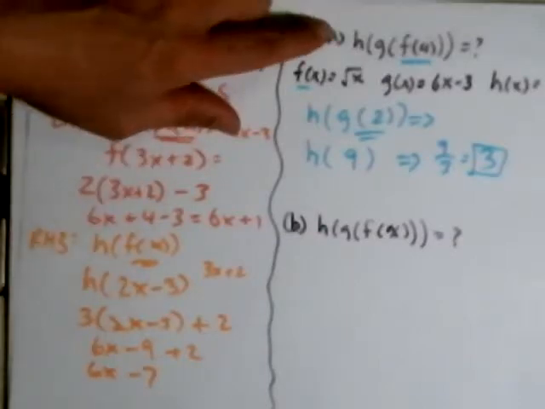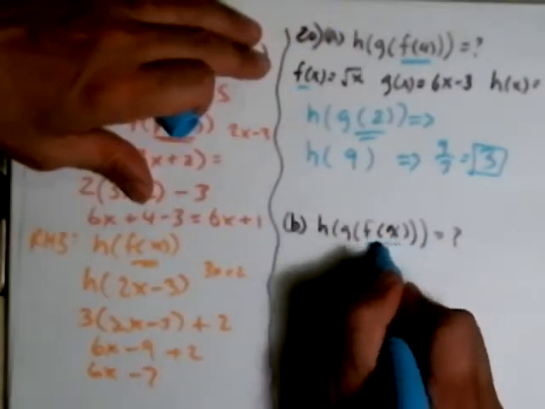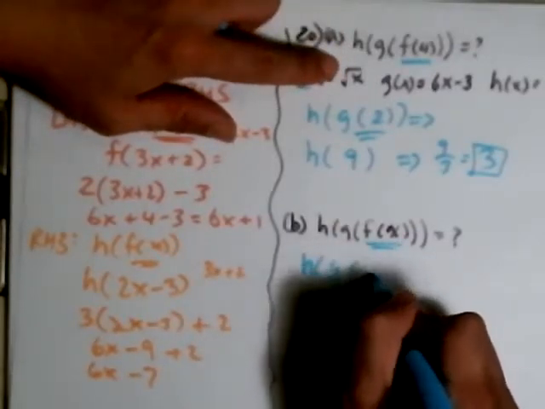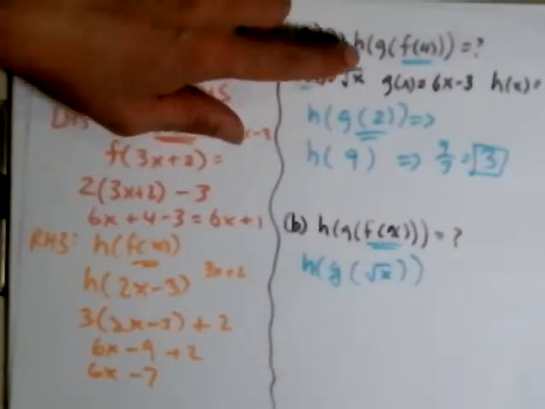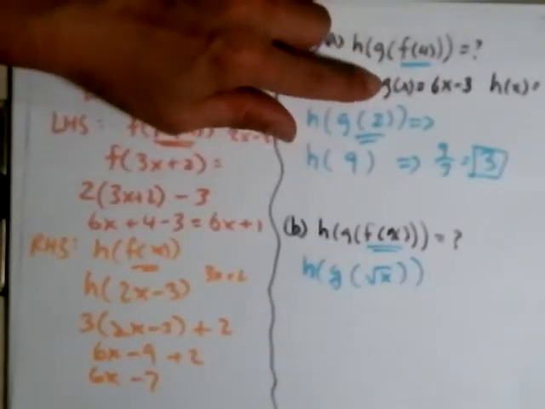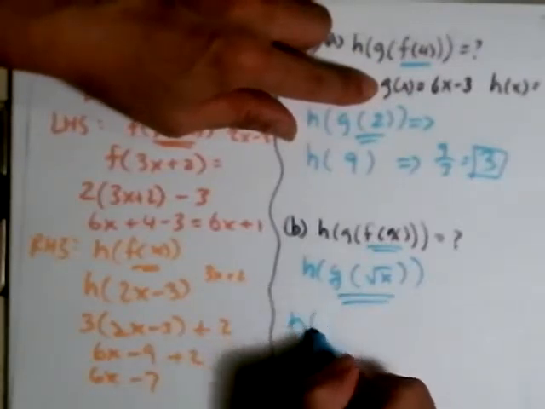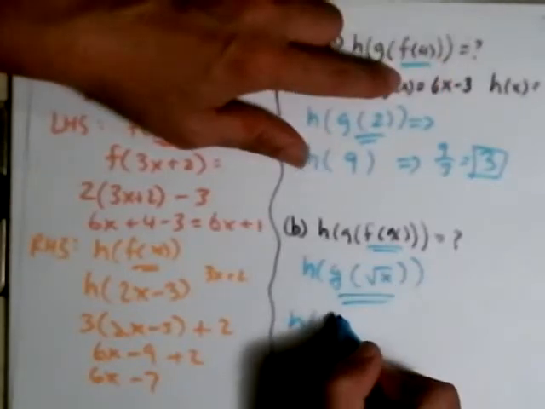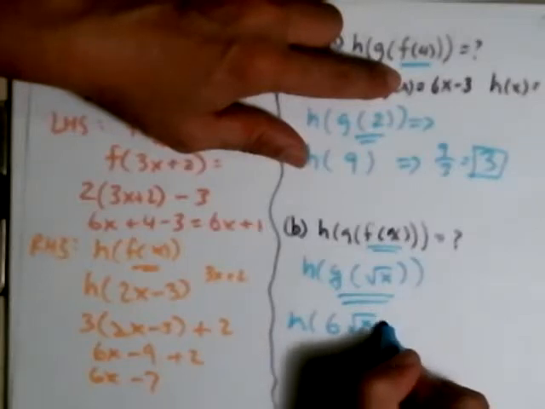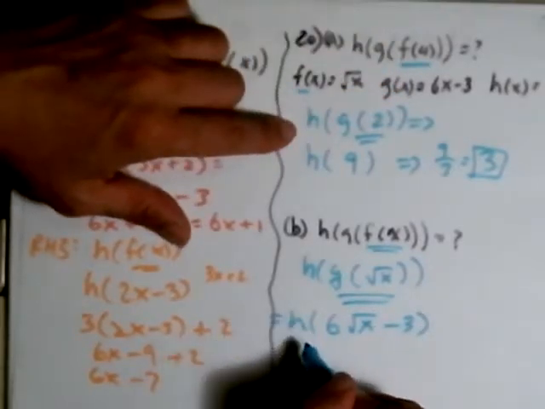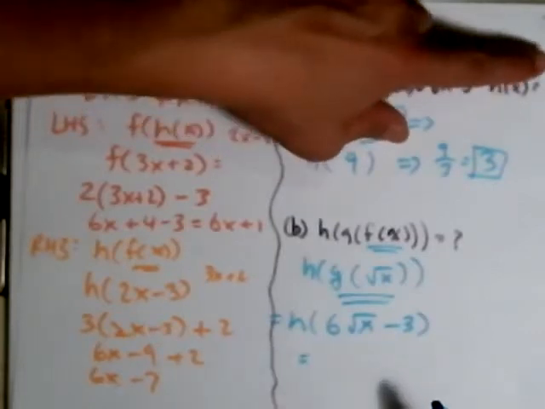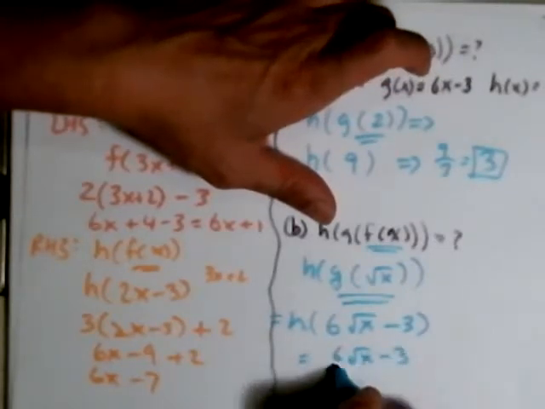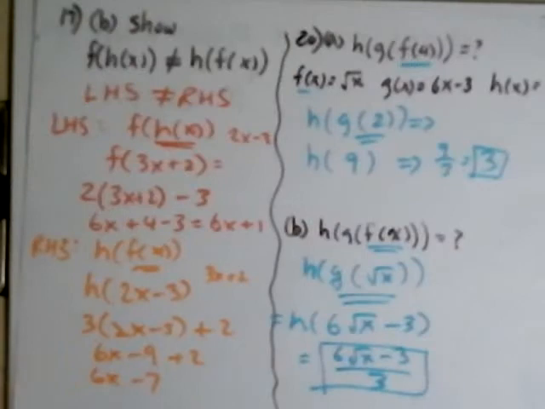Okay. And let's try to see the composite function. f of x again. Where is it? Square root of x. So it's going to be h of g of square root of x. There it is right there. g of x, here's the g function, so we work on this one next. Wherever there's an x, we replace it with square root of x. So it's going to be 6 square root of x minus 3, and that becomes the h function. Wherever there's an x, we replace it with 6 square root of x minus 3, all over 3. And there's your composite function.